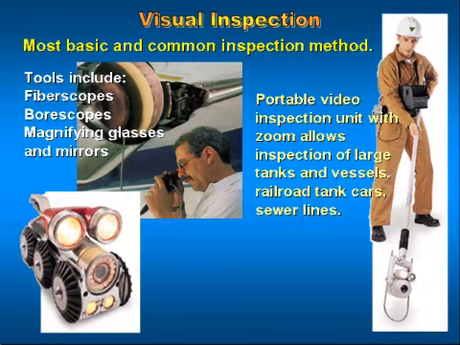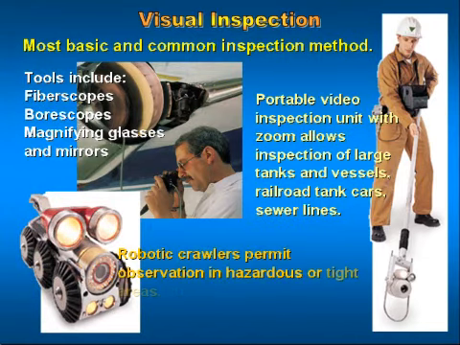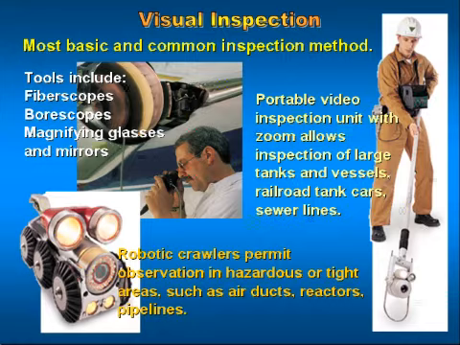In the lower left-hand corner, you see an item called a robotic crawler. Robotic crawlers permit observation in hazardous or tight areas such as air ducts, reactors, and pipelines.